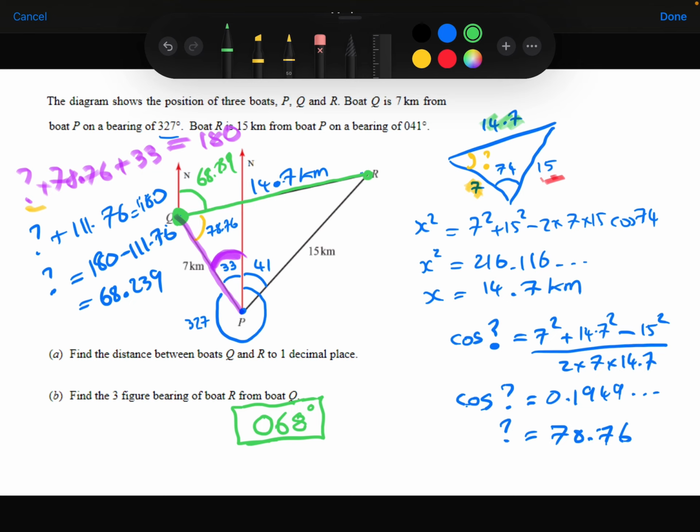So key thing there is labelling the bearings in the right place and the co-interior angles, looking for these co-interior angles when you have parallel lines, which you always have when you do bearings.